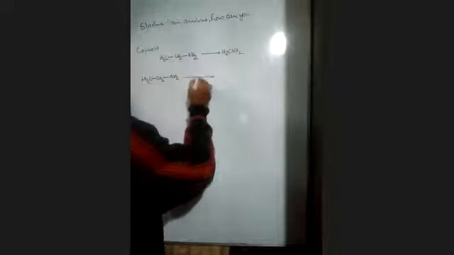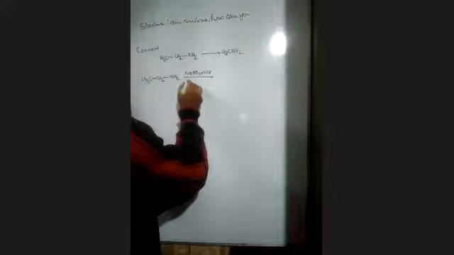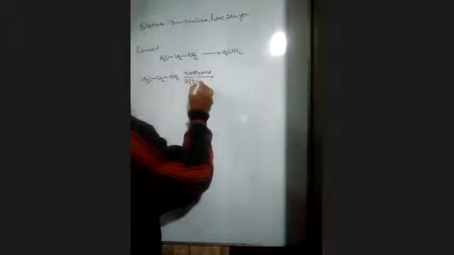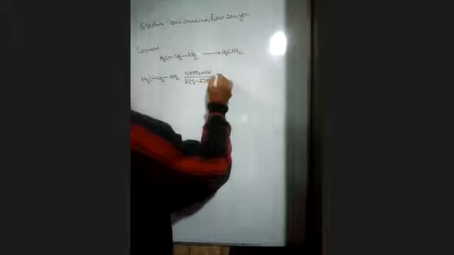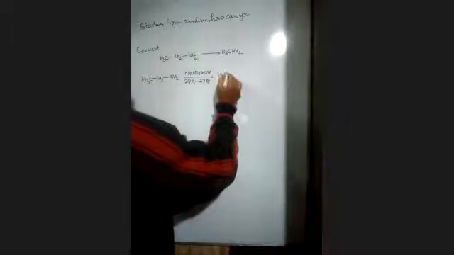How to convert ethylamine to methylamine? See here. I have to remove this carbon. So I will first react this one with sodium nitrite and HCl. You know it very well that this diazonium salt is not stable. So immediately it will give you what? CH3 CH2 OH.